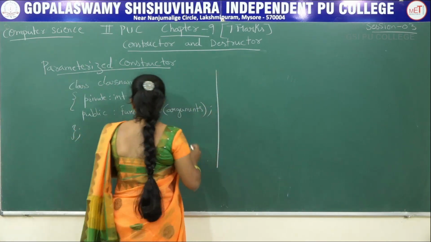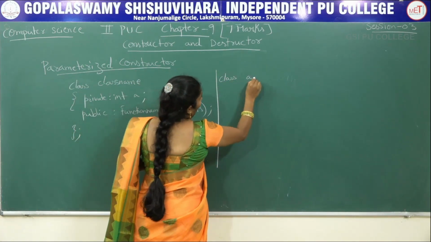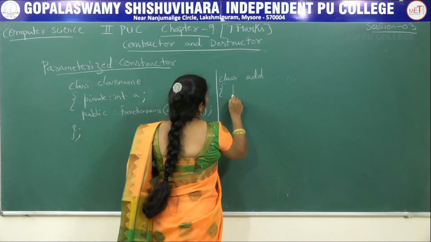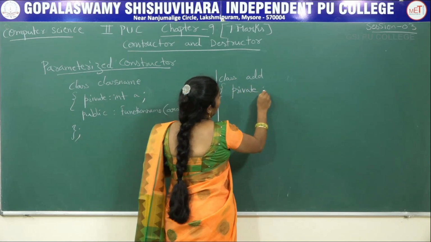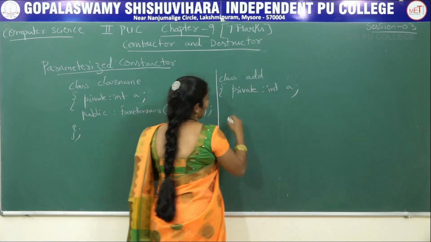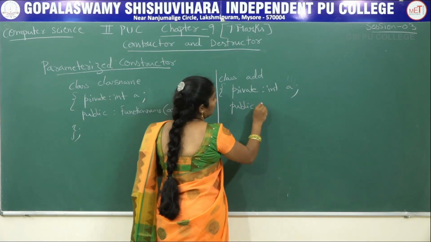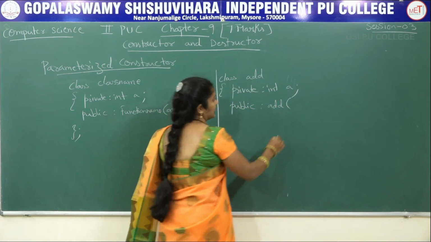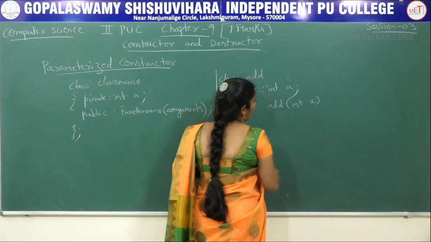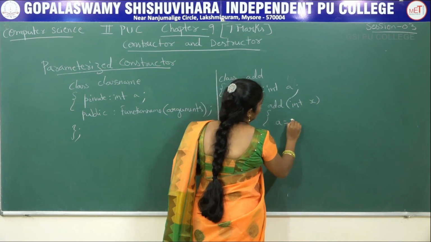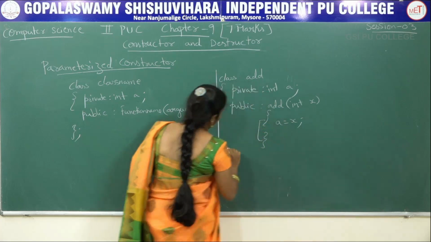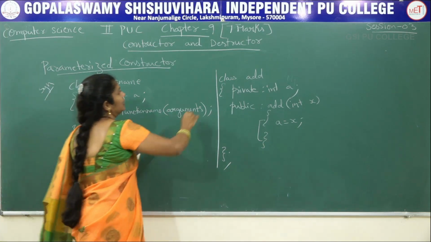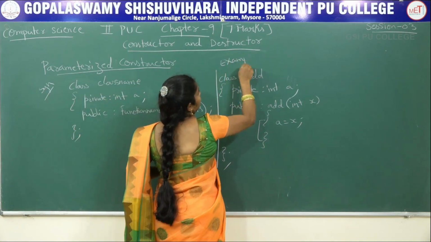Then while writing an example, first class, Add is the class name, for example. Here in the private section we are declaring the variable, for example int a. In the public section we are declaring the function Add only. Here we have to write the arguments, for example int x. X is the argument. Here I am initializing a equals x, then close the function, then close the class. This is the syntax, and this is the example.